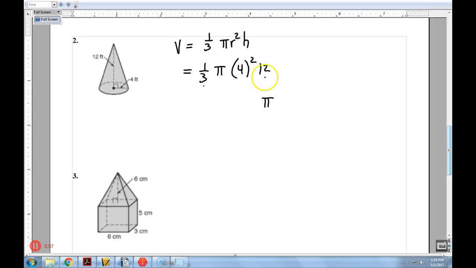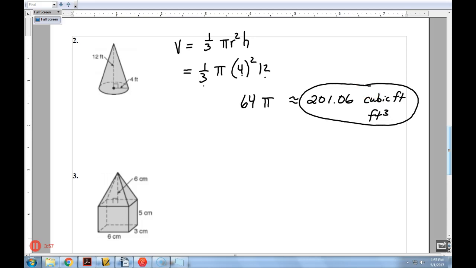I'm going to do 1/3 of 12, which is 4. And then 4 squared is 16. So 4 times 16 is going to come out to be 64 pi. And now I actually need to multiply it out to get the exact answer. So I'm going to punch this in real quick. 64 pi is 201.06. And my units are cubic feet, or feet cubed, however you want to write it. So this is approximate. This is exact.